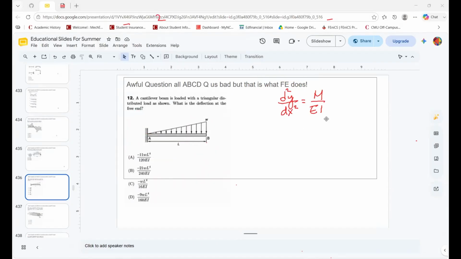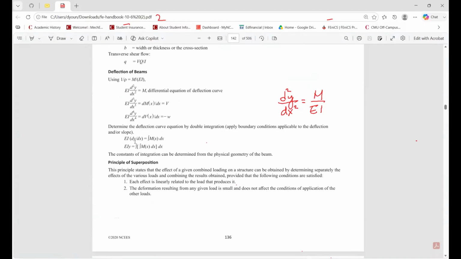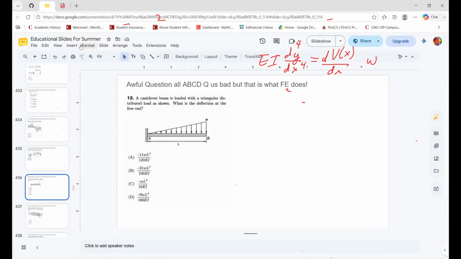This is most likely the way they want you to solve it, but I'm going to solve it a slightly different way. There is a differential equation called this. This is definitely not the way people usually recommend solving it, but in this case I think it will be easier: dV/dx equals minus w. We have a w over here, so we can solve this by just working from the load, basically.